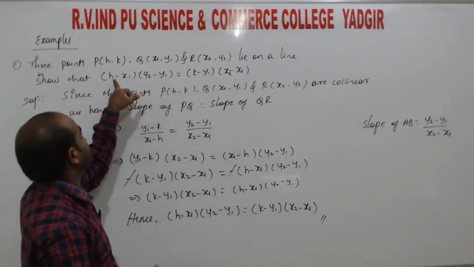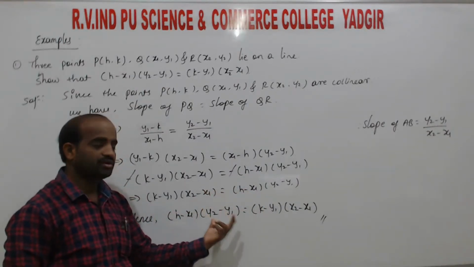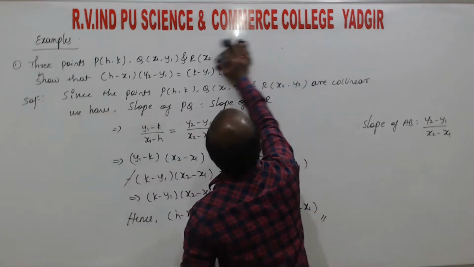But what is the LHS first? h minus x1. Write that down first, since A equal to B or B equal to A. Okay, this is the required equation.